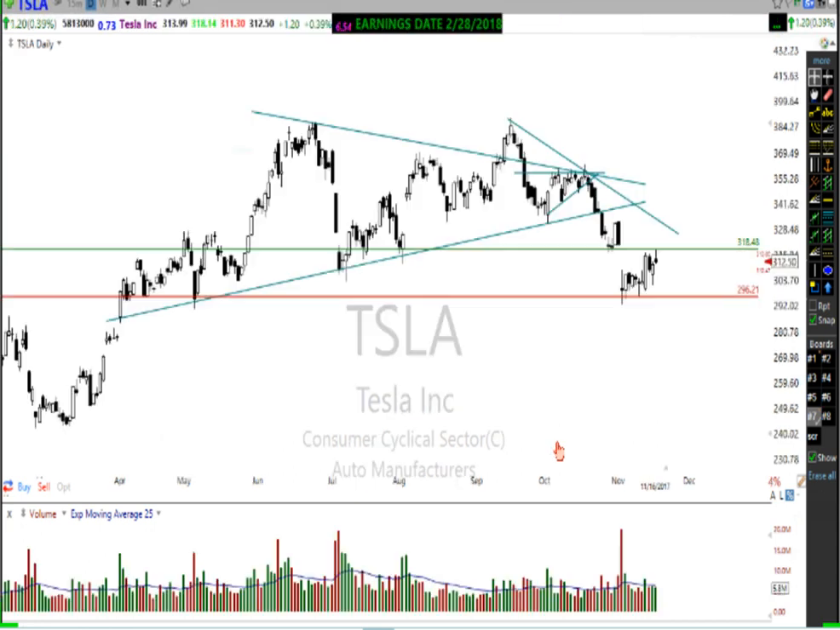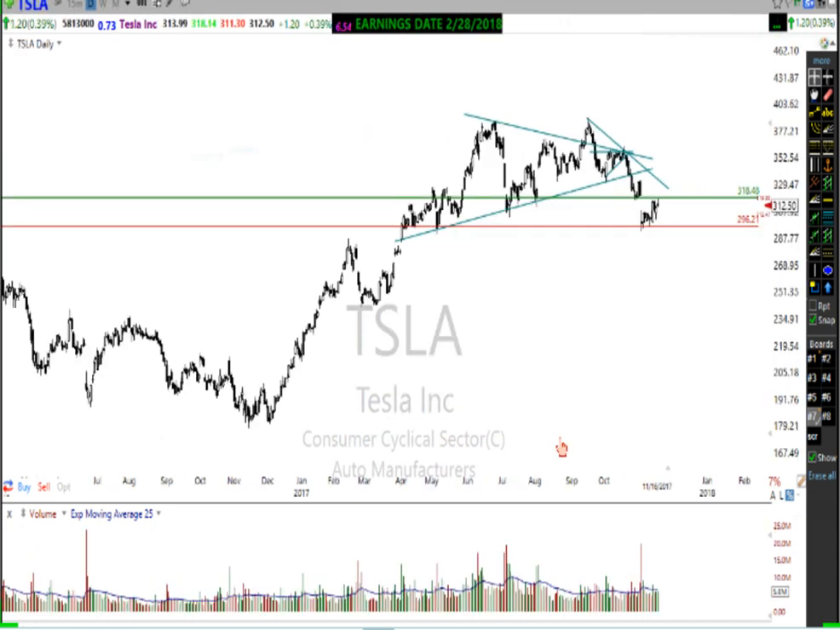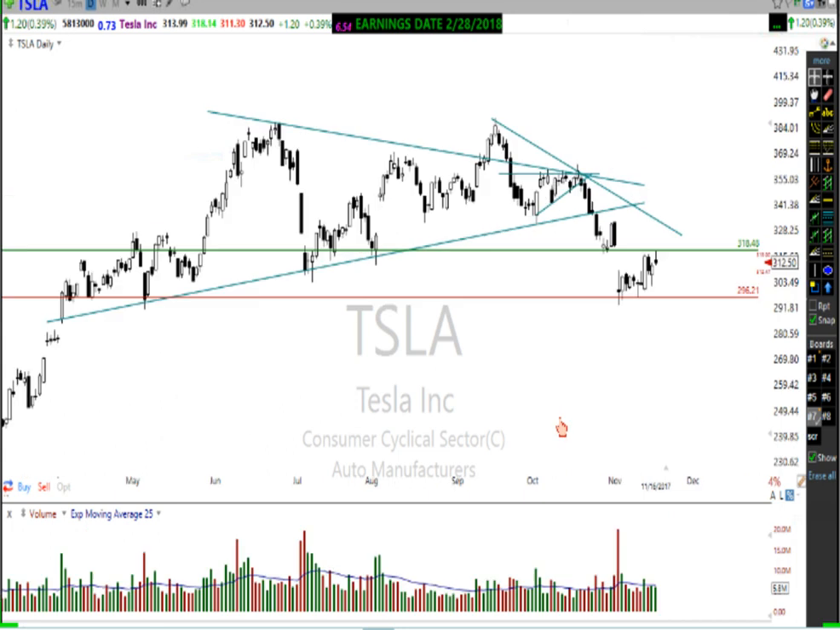Tesla, ugly. Ugly, ugly, ugly. You see, I've got it marked up. I get questions on Tesla all the time. If I were going to trade Tesla, I'd be looking for a short. We're downtrending. Okay? That's all there is here, downtrend. It's ugly. Be looking for a short.